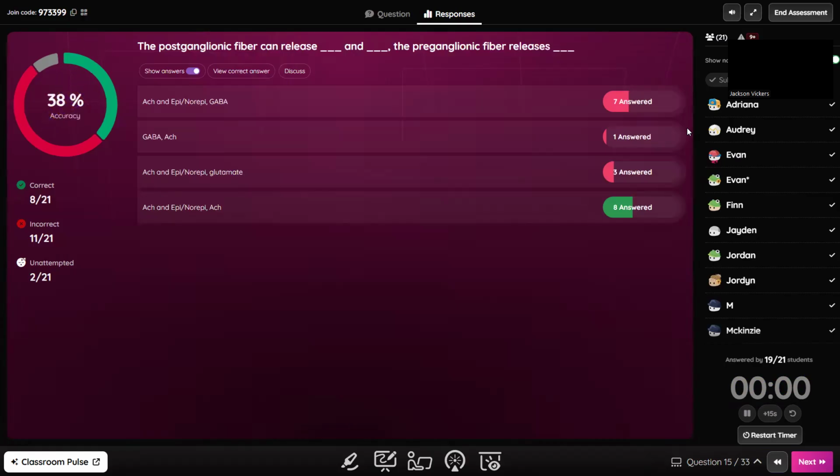Okay, so does anyone want to tell me what postganglionic fibers release? Okay, yeah, that's the answer. Cool. Does anyone have any questions about that stuff?